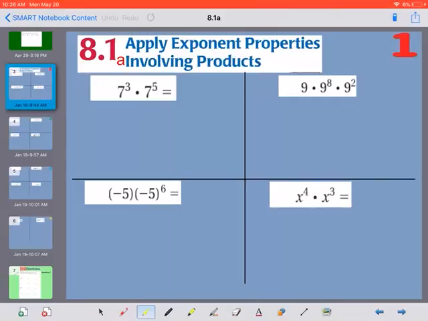Hello, today we are doing 8.1a. We're looking at exponents in Chapter 8, looking at first applying exponent properties involving products. Remember, product means multiply or multiplication.